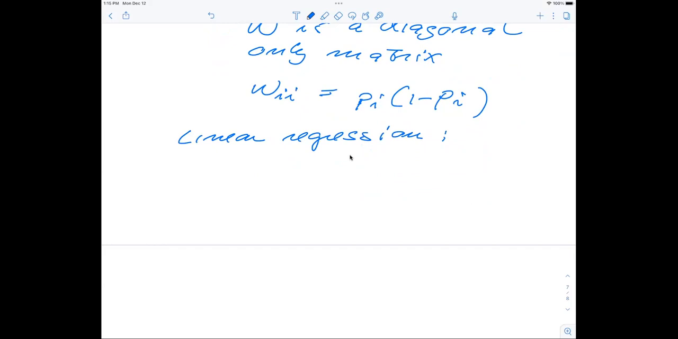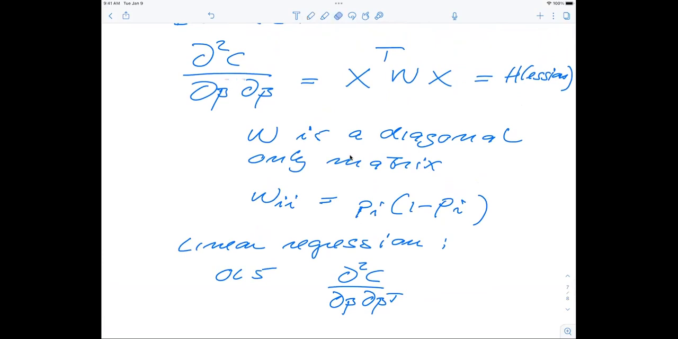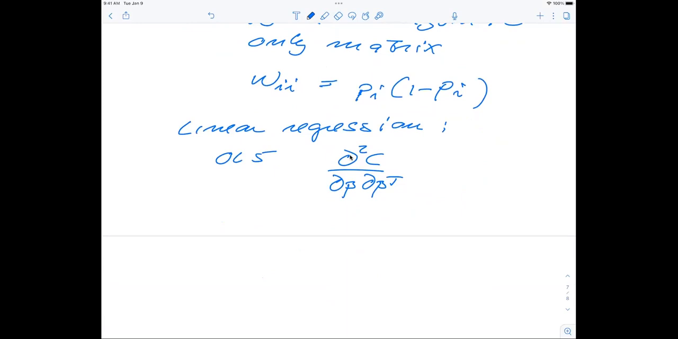Then in linear regression, what we had for ordinary least squares, we had the second derivative. Actually, it should be d beta transposed, because this is a matrix. And this was equal to X transpose times X multiplied with 2 divided by n. So we derived that one a little bit earlier, and that leads to a matrix which is positive definite in our case.